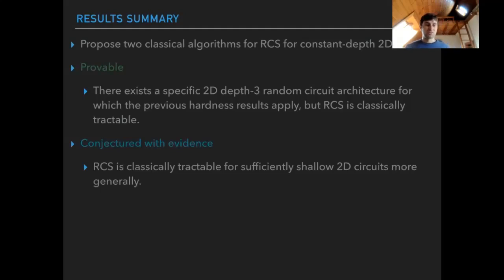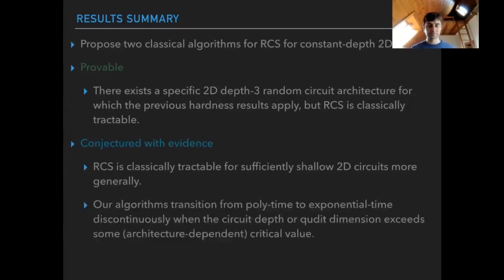And to this end, we conjecture that random circuit sampling is classically tractable for sufficiently shallow circuits more generally using our algorithms. And I'll talk more later about what I actually mean by sufficiently shallow. We also conjecture that there's an interesting catch here, namely that our algorithms experience computational phase transitions from polynomial time regimes to inefficient exponential time regimes as the 2D circuit depth or the local Hilbert space dimension exceed some critical values. And these critical values you can think of as constants that generally depend on the details of how the architecture is specified.